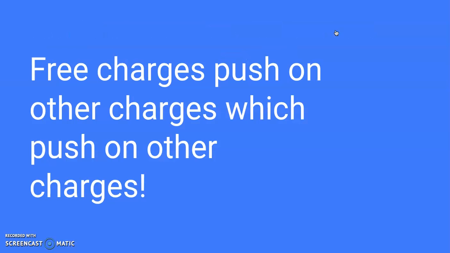The basic idea is that free charges push on other charges, which push on other charges, which push on other charges, and this is how electric current flows. It flows so quickly despite the fact that the actual electron itself, because of drift velocity, is moving very, very slowly.